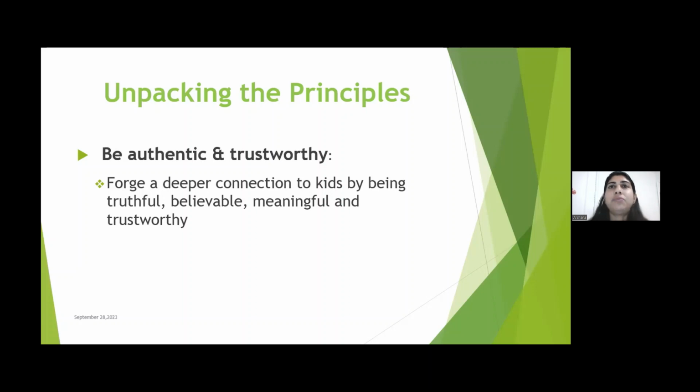So we have to forge a deeper connection with the kids by being truthful, believable, meaningful, and trustworthy. Teachers who forge positive relationships with their students create a classroom atmosphere that encourages learning and better meets the students' development, whether it's emotional, mental. We have to look at everything, right? As a teacher, not just the academic thing. We have to look at the emotional development, mental development. So providing positive reinforcement and celebrating your students' unique qualities help build this trust relationship, right?